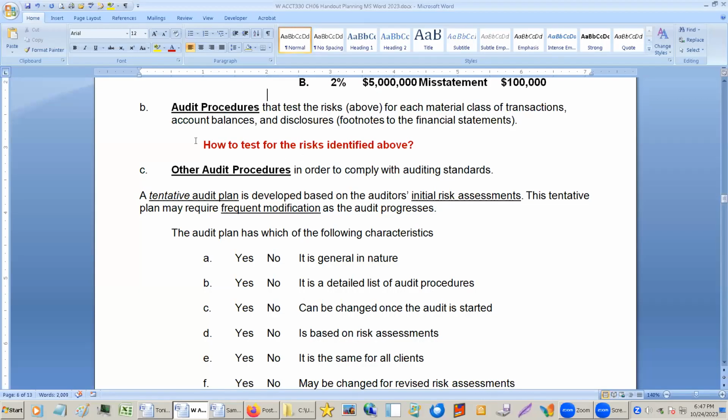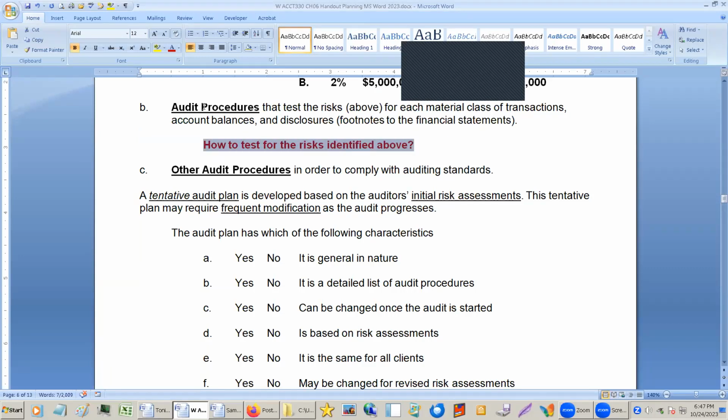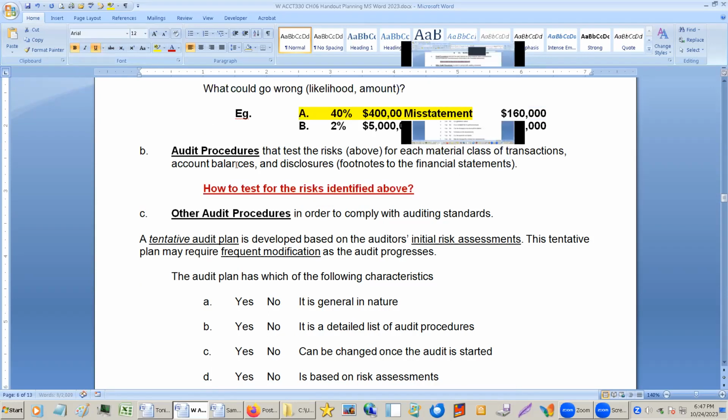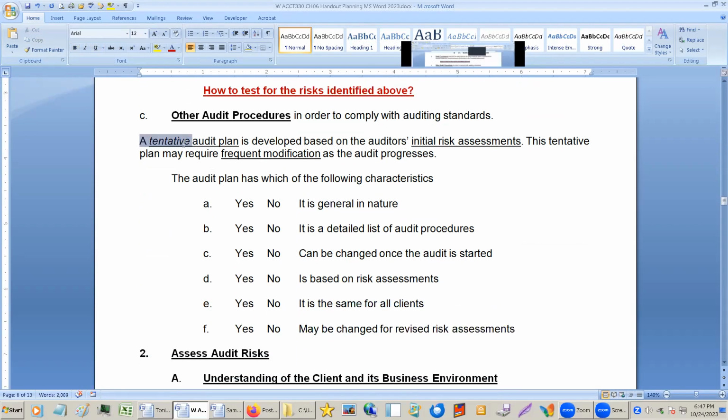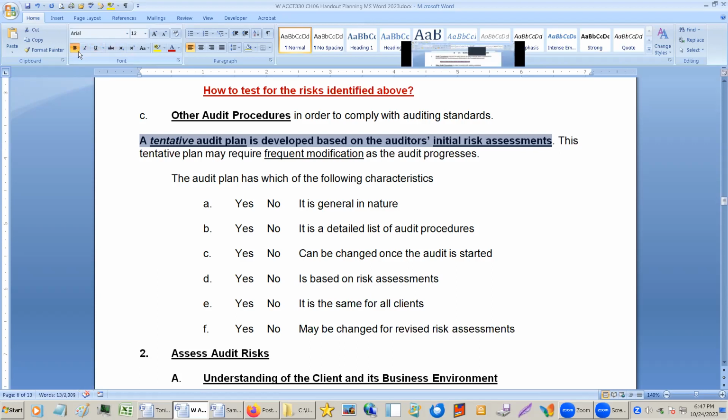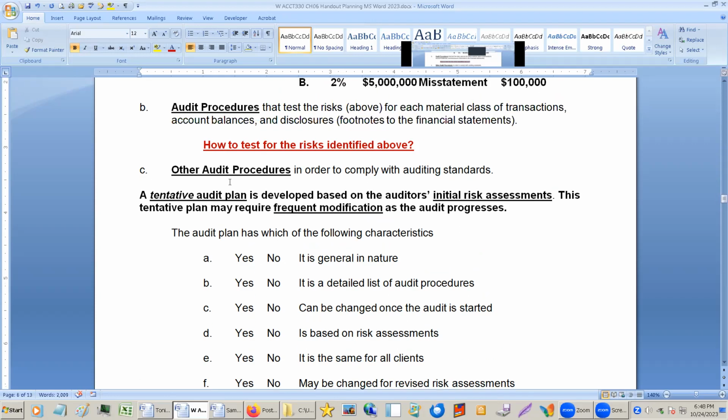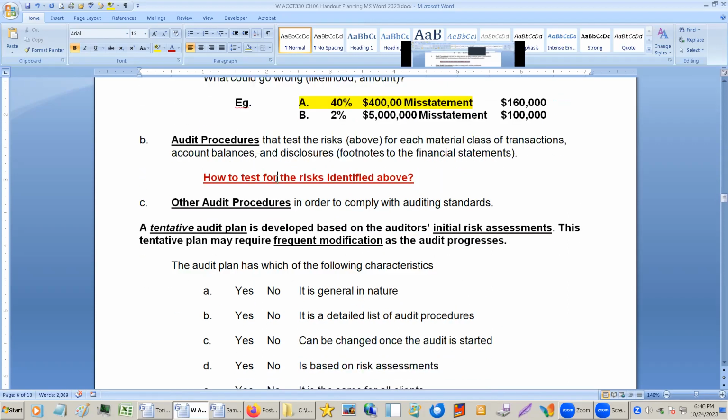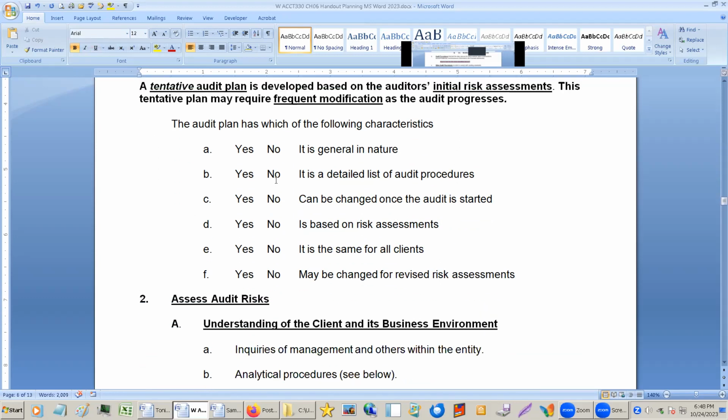Okay. So this actually comes out of the risks. A tentative audit plan is developed for their initial risks. So, okay, we found out what we think could go wrong. And this tentative plan may require frequent modifications. As you do your testing, you might come up with ideas that, oh, this isn't a problem at all, or, oh, look over here, this is a mess, we got to look at that. Okay, so this is highly detailed, and it's targeting these risks. And so these are the characteristics of the audit plan.